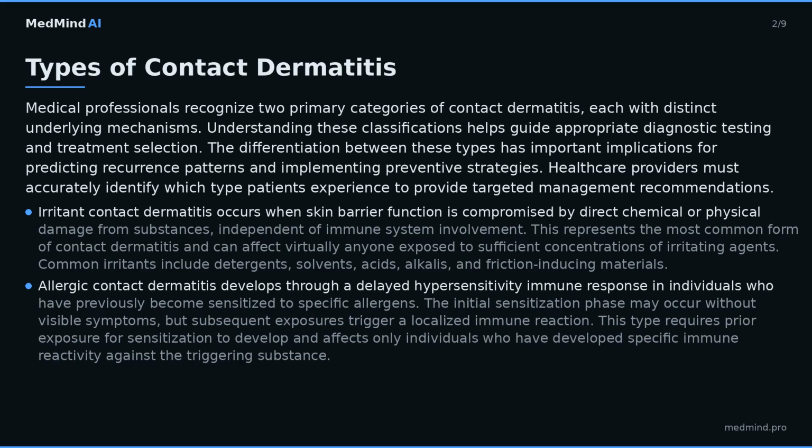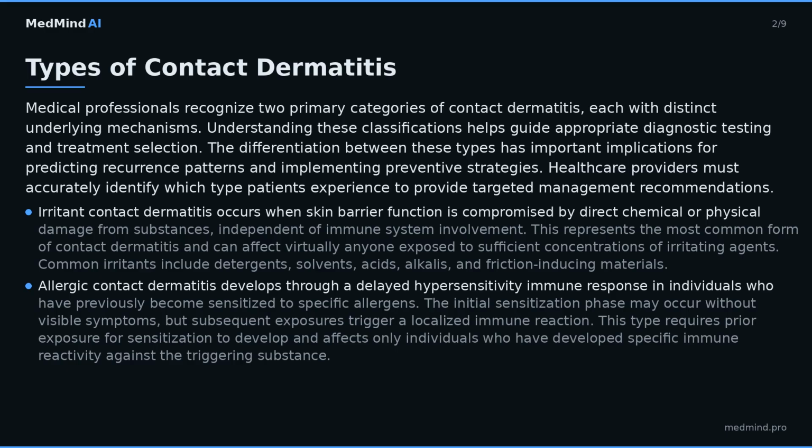Key points: irritant contact dermatitis occurs when skin barrier function is compromised by direct chemical or physical damage from substances, independent of immune system involvement. This represents the most common form of contact dermatitis and can affect virtually anyone exposed to sufficient concentrations of irritating agents. Common irritants include detergents, solvents, acids, alkalis, and friction-inducing materials.